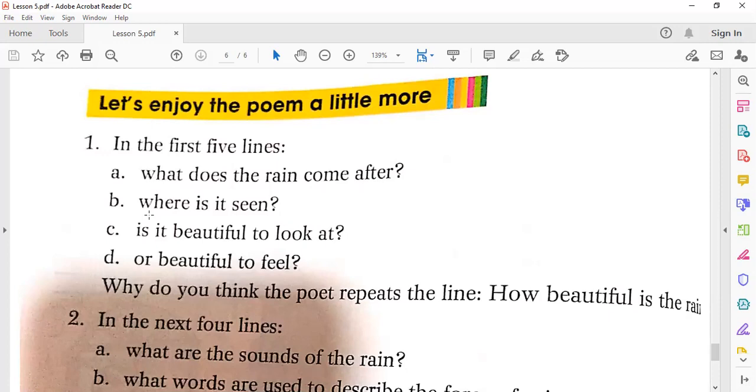In the first five lines, what does the rain come after? Where is it seen? Is it beautiful to look at or beautiful to feel? Why do you think the poet repeats the line, how beautiful is the rain? Why does he repeat it? So let's answer all these questions. The poet repeats the line for emphasis. He is emphasizing all those lines. Let us quickly answer these questions.